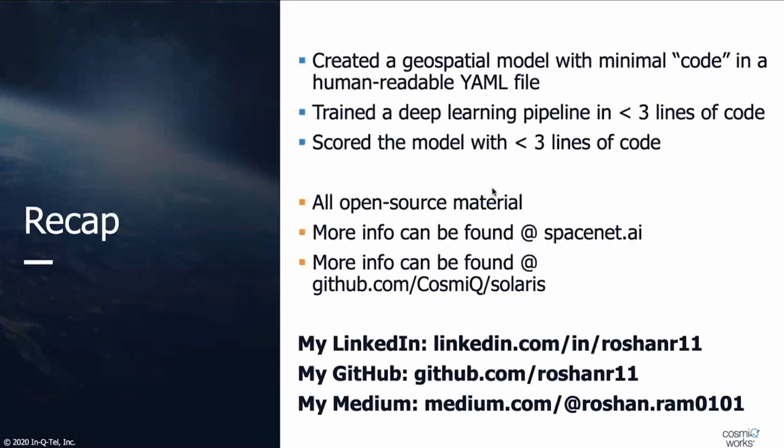To recap, we created a geospatial model with minimal code in a human readable YAML file. We trained a deep learning pipeline in less than 3 lines of code. And finally, we scored the model with less than 3 lines of code as well. All of this is open source material, and if you're interested, you can find more at spacenet.ai.